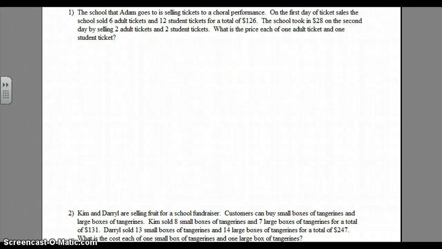So I'm sorry I gotta be gone again today, but we're gonna go ahead and finish up our systems of equations stuff with a day of word problems.